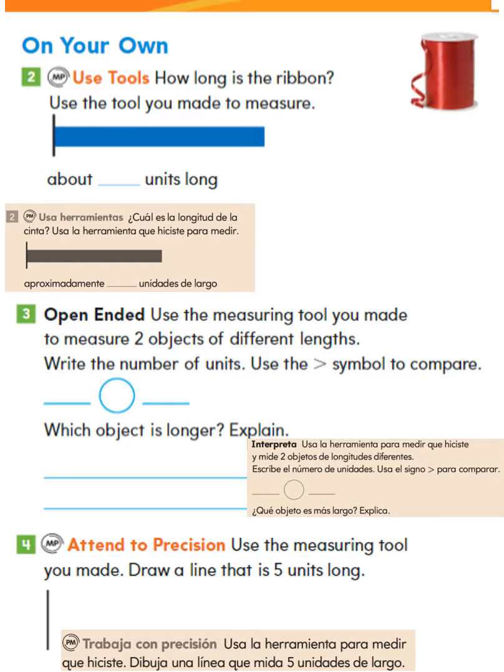Number 4, use the measuring tool that you made or any measuring tool you have at home. Draw a line that is 5 units long. Usa una herramienta para medir. Dibujo una línea que mide 5 unidades de largo. Now this is not a big space, so maybe you want to try using paper clips, erasers, beans, stickers, lots of things that you can use to measure at home.